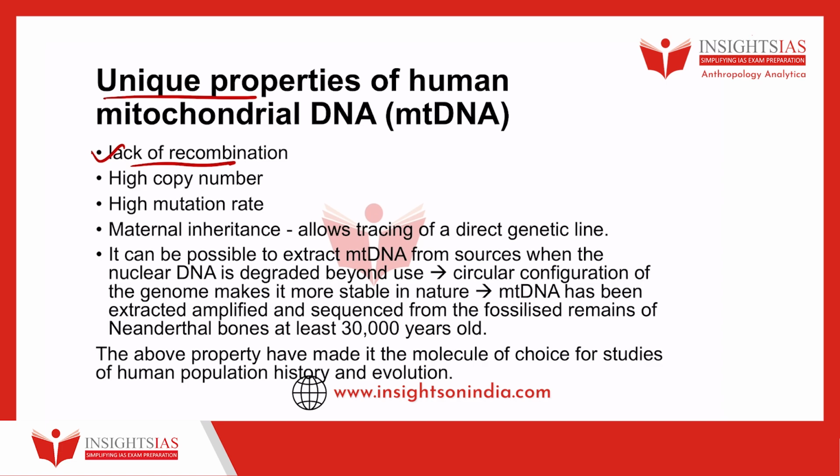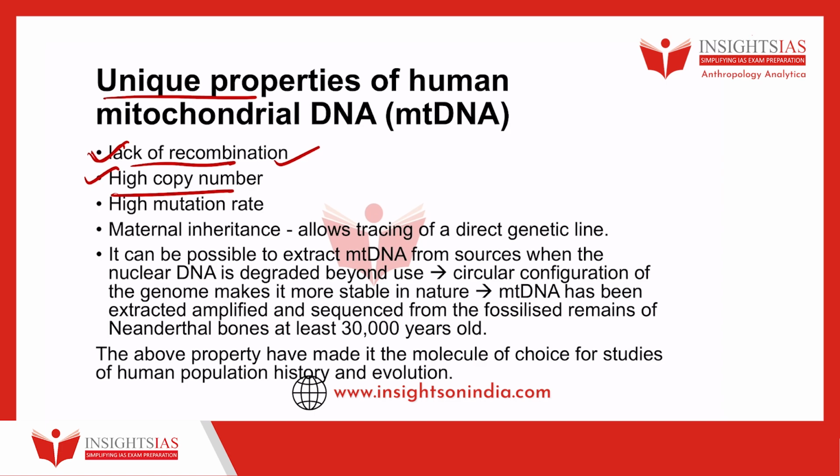Mitochondrial DNA is inherited from the mother. So you get only one set of DNA coming from the mother, not from the father. Therefore, there is no recombination, and so the purity of the line is maintained generation after generation. It does not get corrupted by recombination. That is one very major advantage.